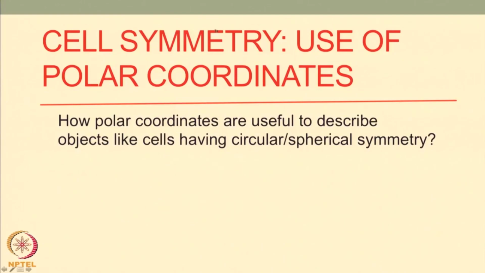What do we mean by motion in the cell? So, the topic today is cell symmetry. Cells have a specific symmetry. So, because of that, we can use something called polar coordinates. So, cell symmetry, use of polar coordinates, and we will explain what this means and how polar coordinates are useful to describe objects like cells, these biological cells, having circular or spherical symmetry. This is the question that we will try and answer in this lecture.